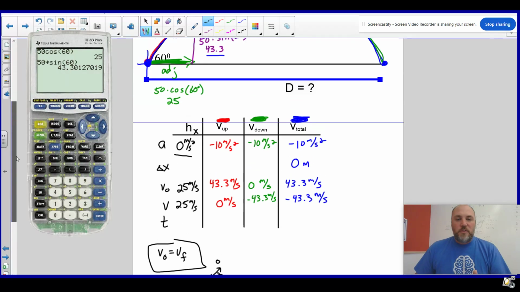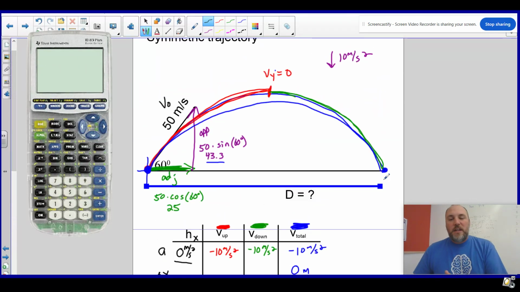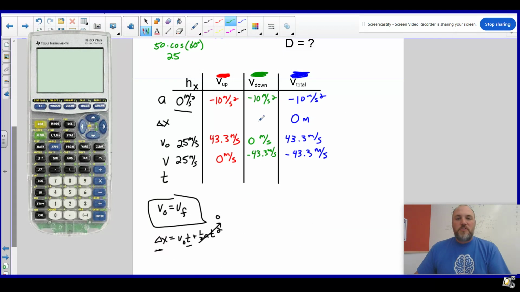Do you want to use the red and the green and solve those 2 paths independently? And to get the total time, we could just add the time from the upward trajectory and the time from the downward trajectory. We could add those 2 times together, or you're welcome to use the blue column and find the total time directly. I'm going to show you how to do both just so we have that information, and then we'll go and find that horizontal range, or the total horizontal distance traveled.